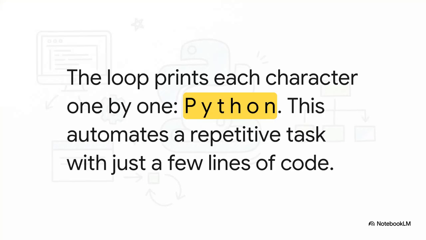And here's what you get. The loop grabs the P, prints it, then it moves to the Y, prints it, and so on, all the way through the word. This is the real magic of iteration, taking a repetitive, boring, manual task and automating it with just 1 or 2 lines of code. It's awesome.